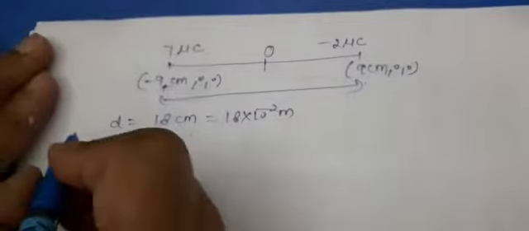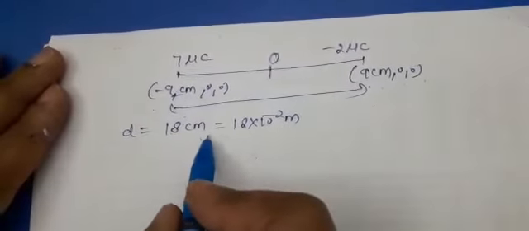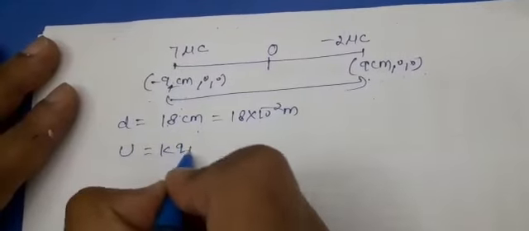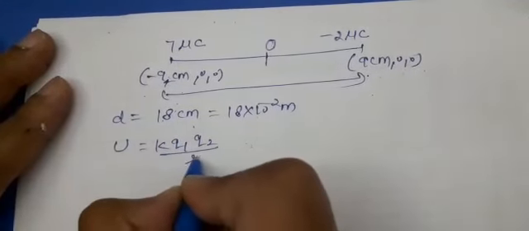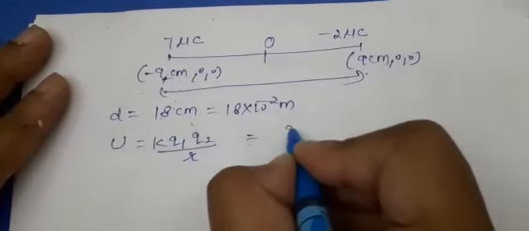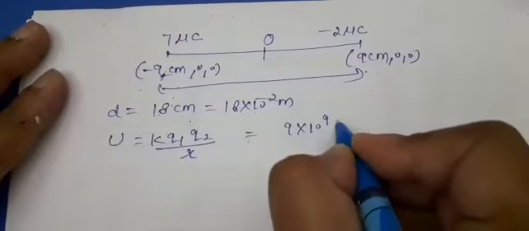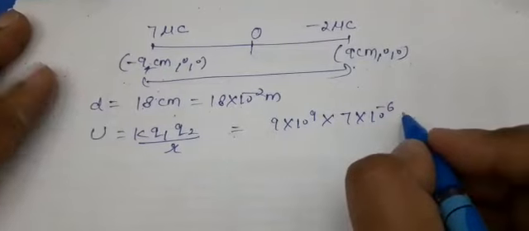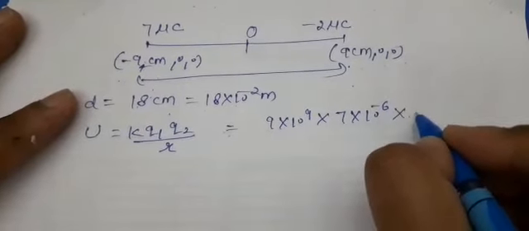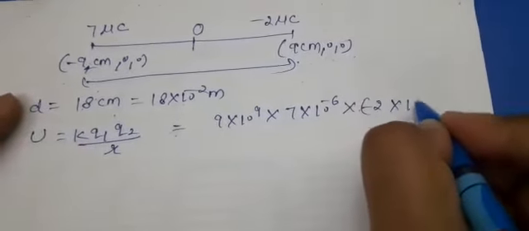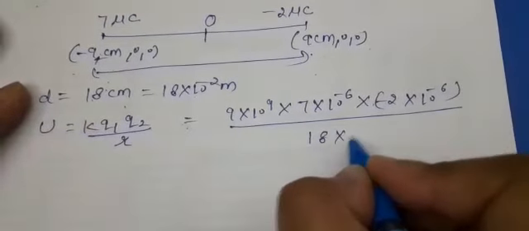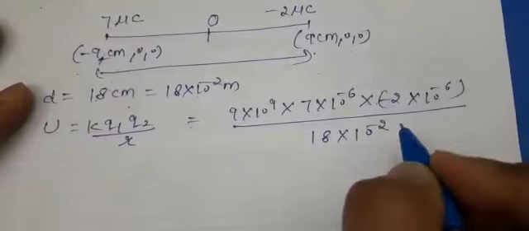Now, in the first step, as the charges are separated by this distance, the potential energy will be K Q1 Q2 by R. This is 9 into 10 raised to the power 9, Q1 is 7 into 10 raised to the power -6 because it is in microcoulomb, Q2 is -2 into 10 raised to the power -6. Separation distance is 18 into 10 raised to the power -2.